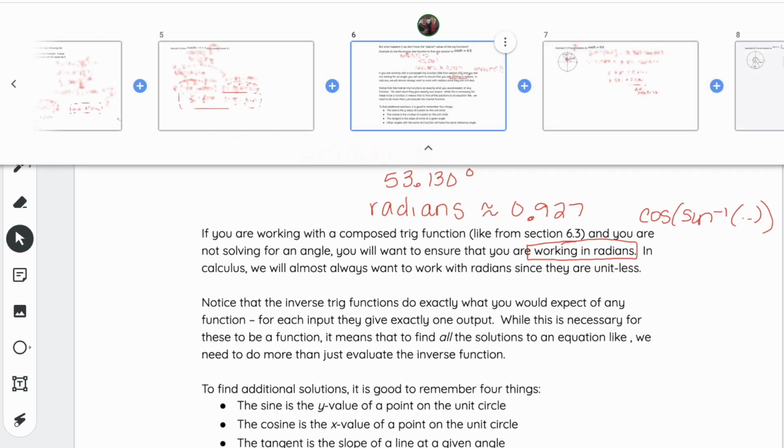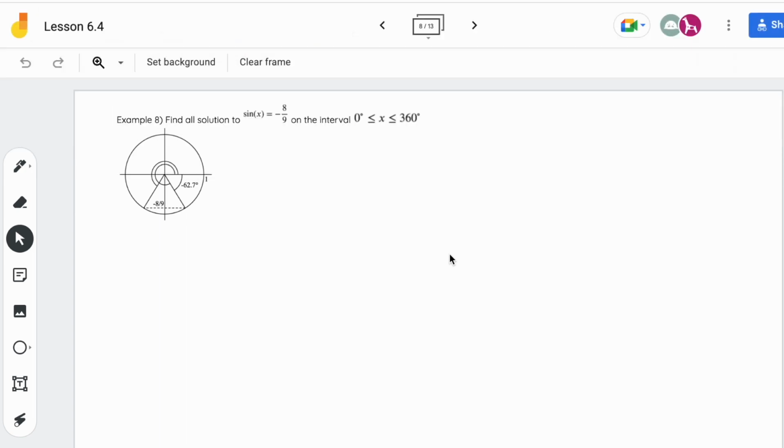So heading back over to example 8 here, it's asking us to find all solutions such that sine is equal to -8/9 on the interval only in between 0 and 360 degrees. So we're not looking for all solutions, we're just looking for the two solutions that are in between 0 and 360 degrees. So let's take a look at this. I know that sine inverse of -8/9 has to give me my theta value.